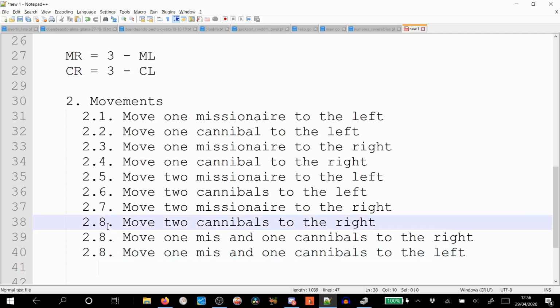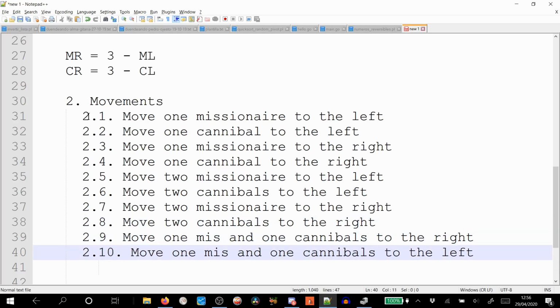No, that's all. 1, 2, 3, 4, 5, 6, 7, 8, 9, 10. 10 movements, no? We want to create 10 movements. The program will be too long. It's possible to do that. If you don't have another idea, it's possible to do that. The problem is that you have many movements, no? Let's try to think how to create, for example, this one.